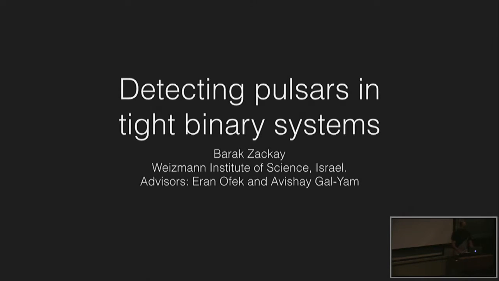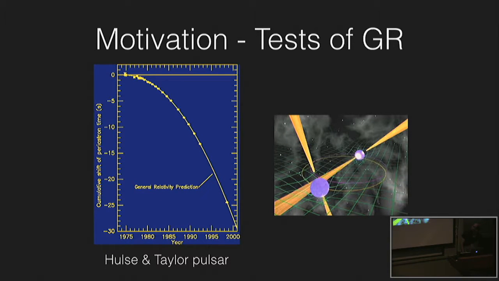Okay, can anybody hear me? Okay. Detecting pulsars in tight binary systems. So I'm Barak Zackay from Weizmann Institute in Israel. My advisors are Eran Ofek and Avishai Gal-Yam. Motivation for finding binary pulsars, or pulsars in tight binary systems, is tests of GR. Our best tests of GR come from these systems. It's very important to find them.